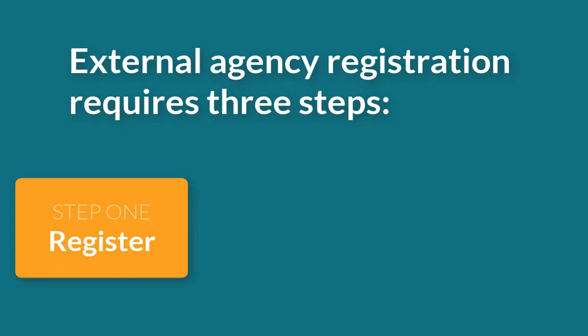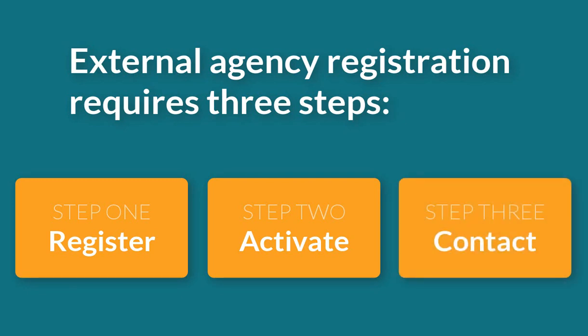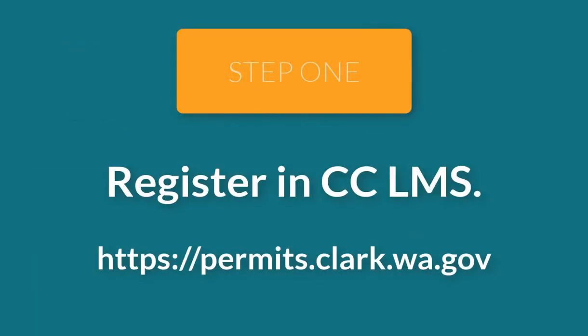First, you'll provide us with some basic information at permits.clark.wa.gov. Then, you'll receive an email from us with a link that activates your account. Last, you'll need to contact us to let us know which agency you represent and which approvals you're responsible for providing. You'll start at the CC LMS External Customer Portal.